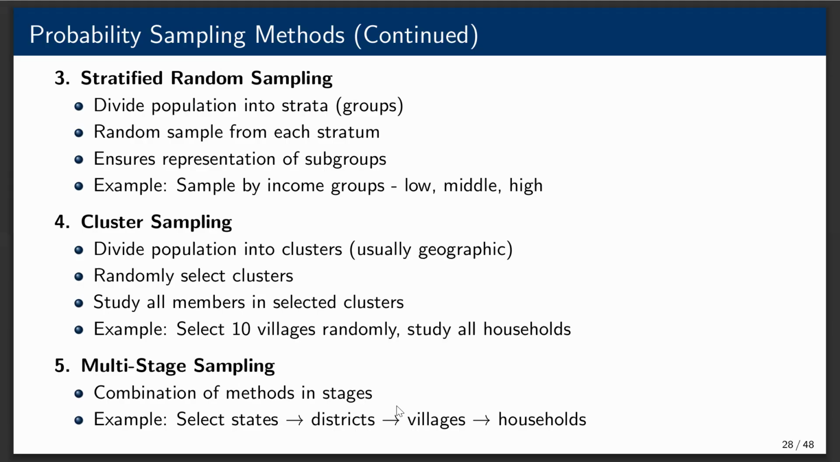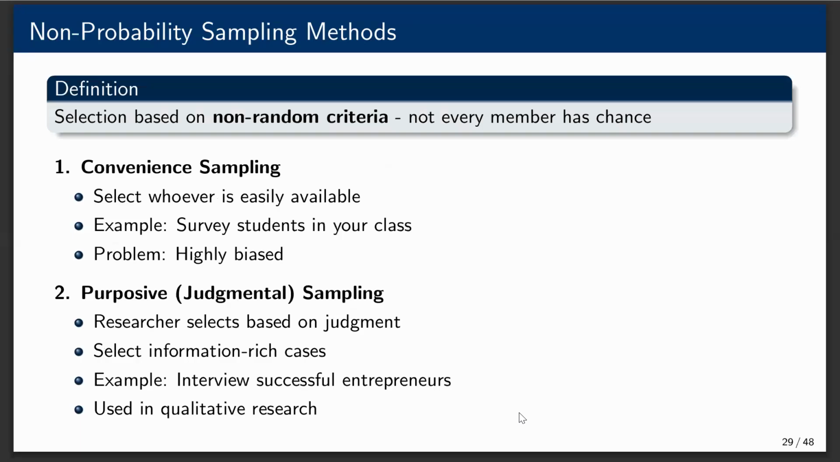In multi-stage sampling, we combine methods in stages. For example, we select the states, then districts, then villages and households. Then in non-probability sampling methods, basically the definition is that selections are based on non-random criteria, where not every member has an equal chance of getting selected.